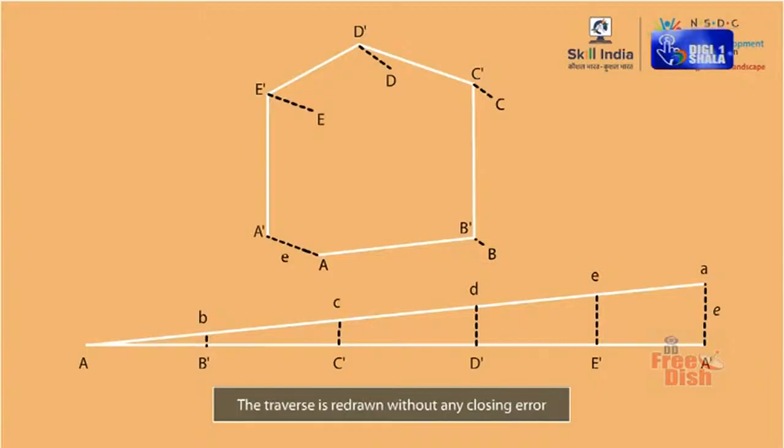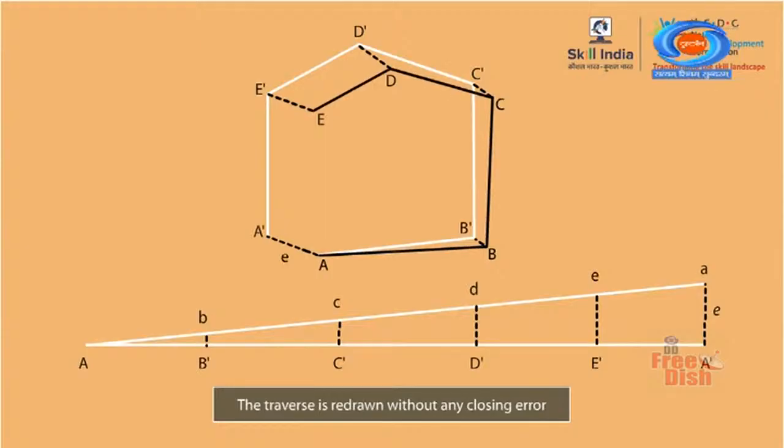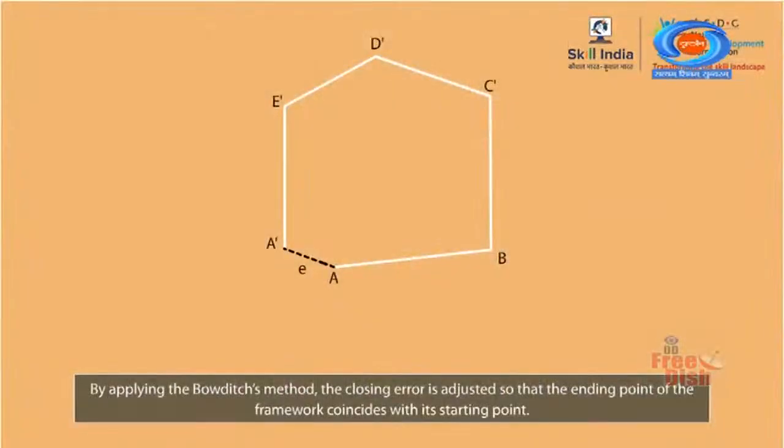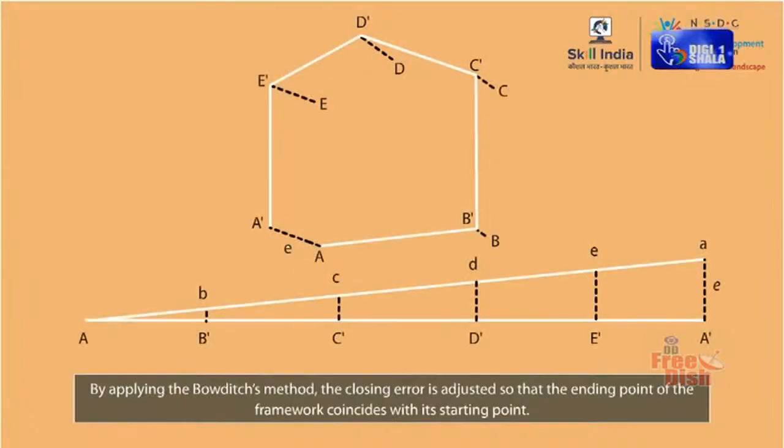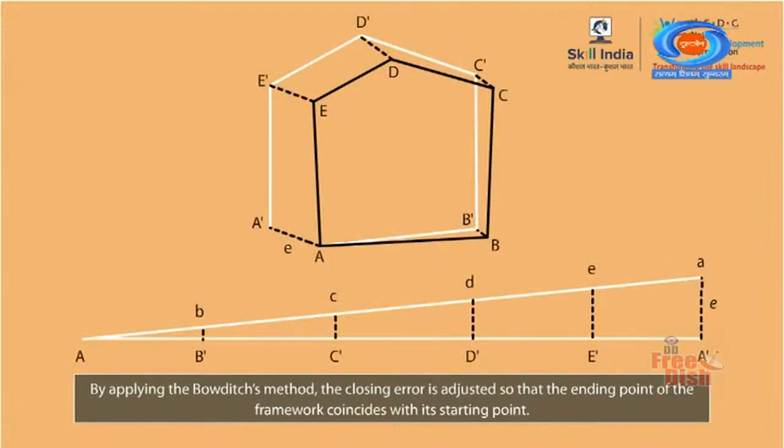The traverse is then redrawn by joining A, B, C, D, E, A, so that the traverse adjustment is completed without any closing error. So remember, by applying the Bowditch's method, the closing error is adjusted so that the ending point of the framework coincides with its starting point.